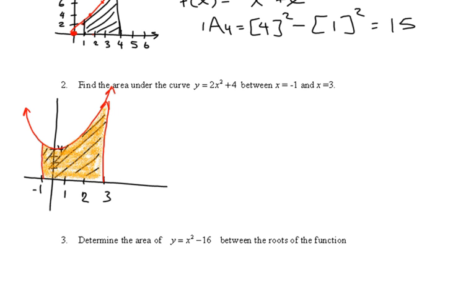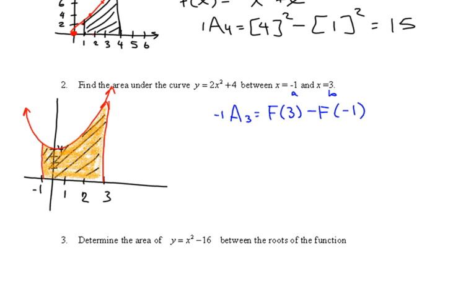Okay, so we want the area between. Which is our A value? Which one's our B? Smaller one's A, big one's B. So we want between negative 1 and 3. And the formula is F of B minus F of A. Larger minus smaller. So F of 3 minus the big F of negative 1.